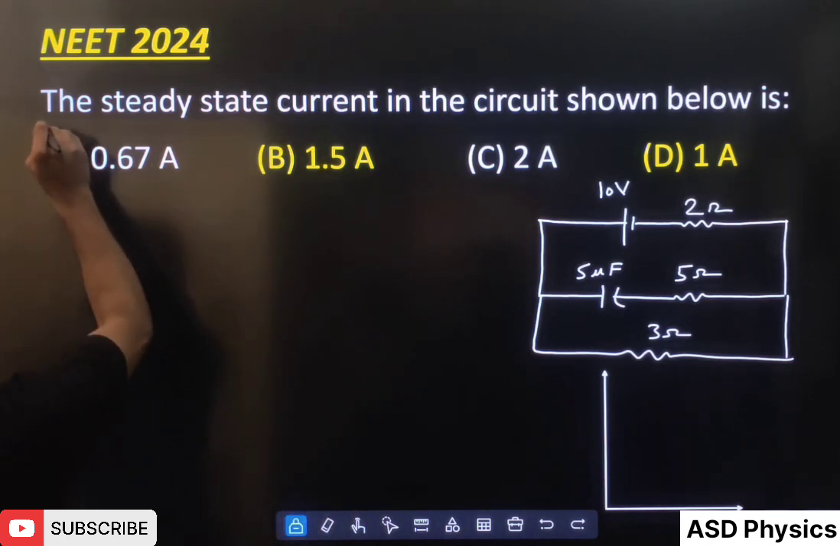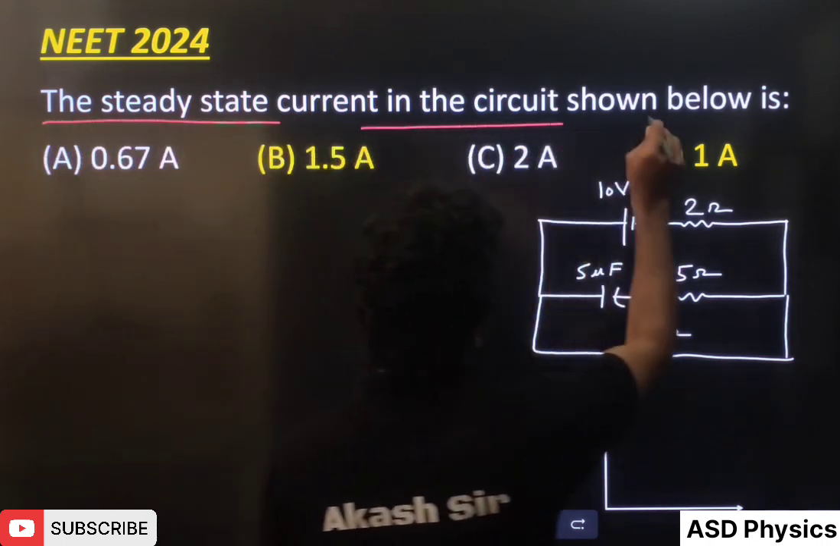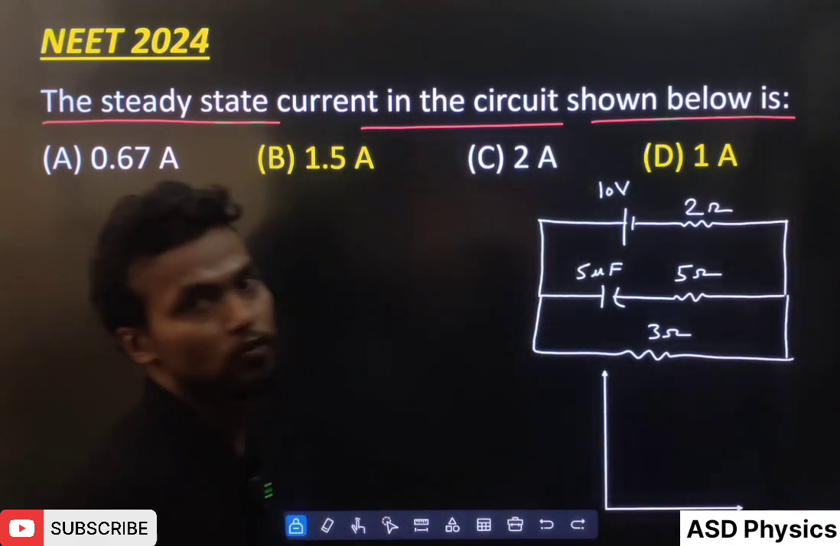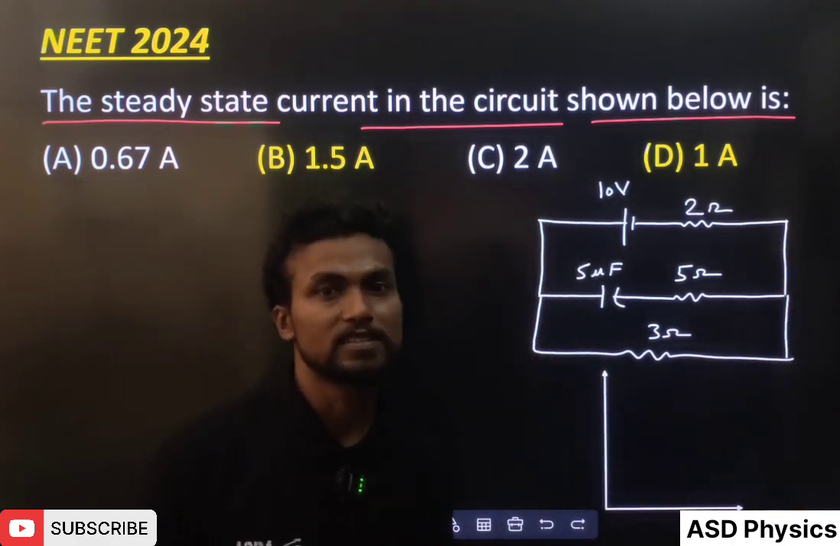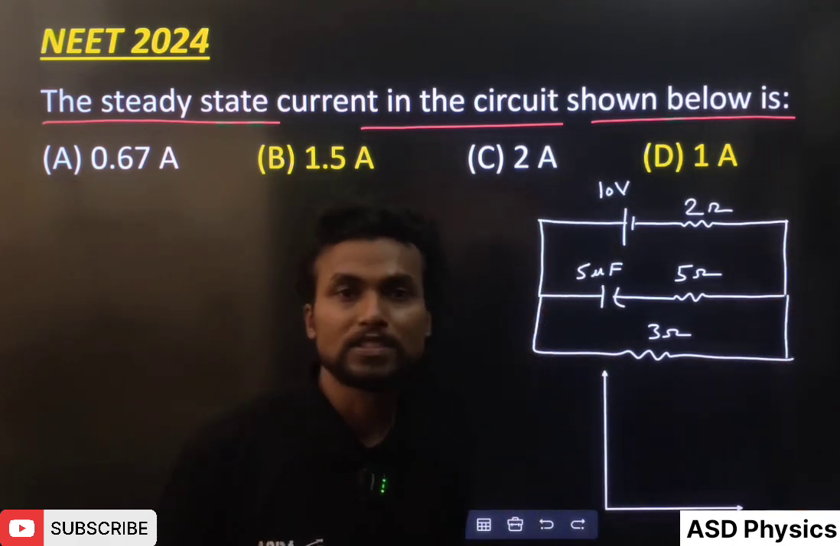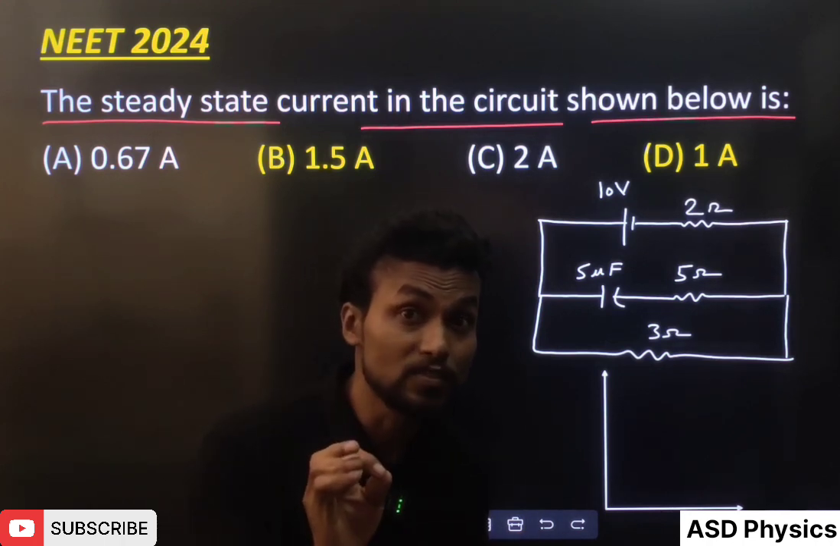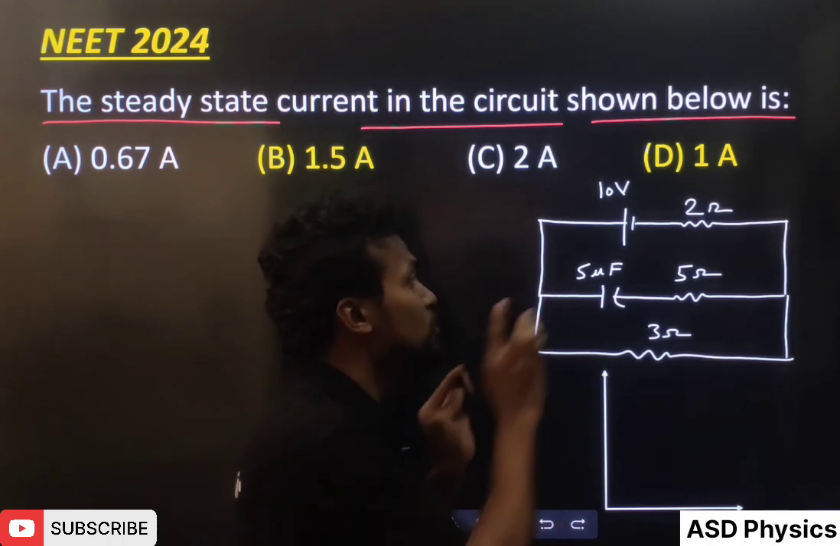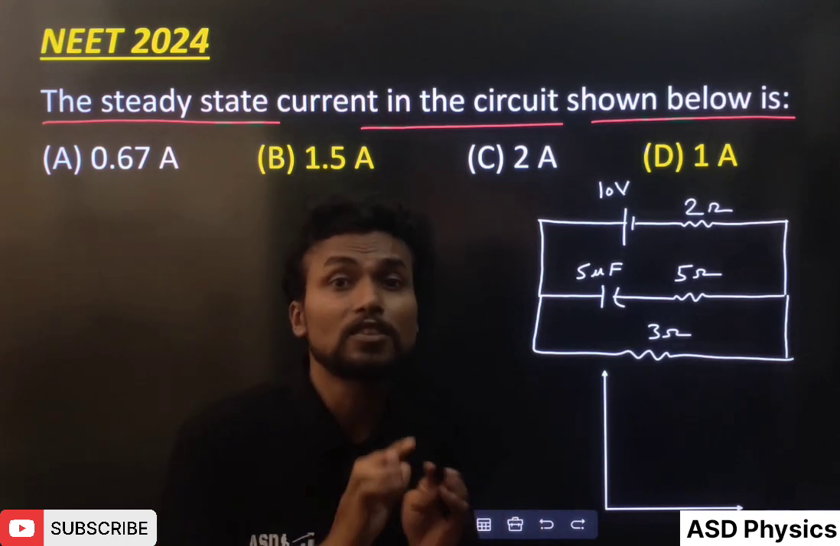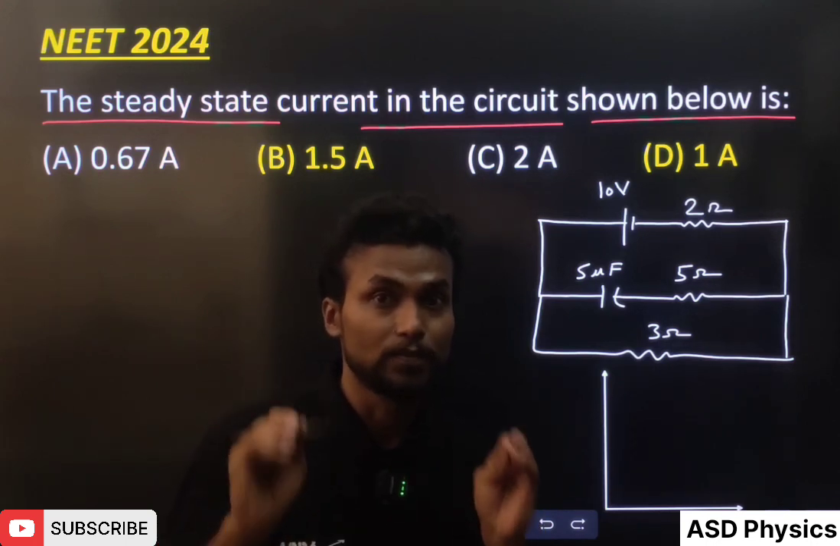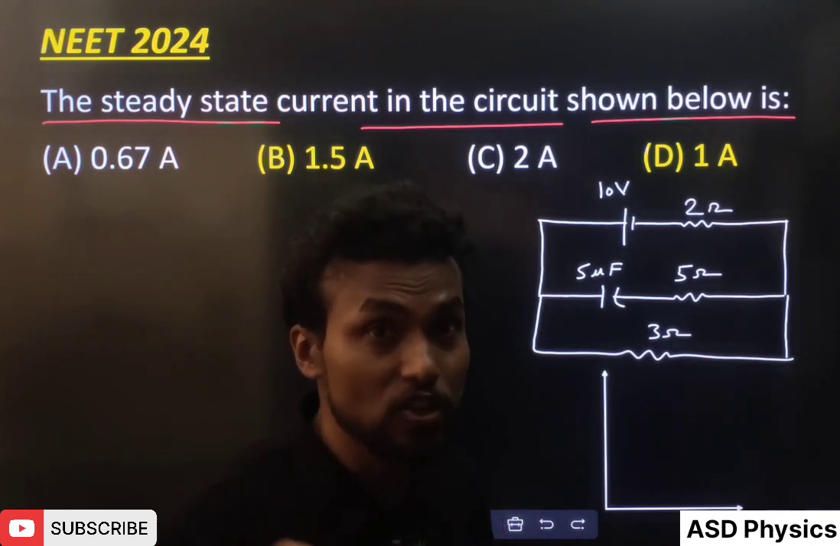So students, the question is: the steady state current in the circuit shown below is how much? And this circuit is there. Remember that whenever a capacitor is there and the question does not tell anything, that means the capacitor is neutral. Neutral means there is no initial charge on the capacitor.